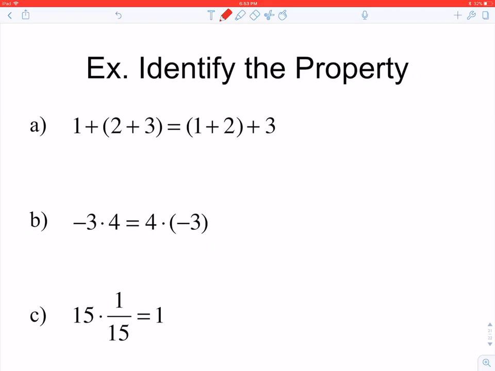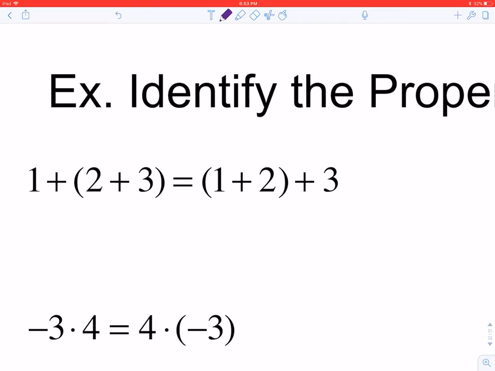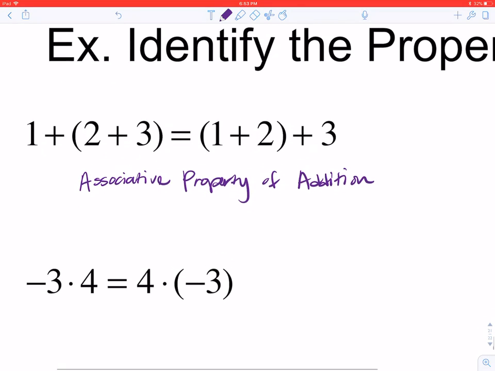All right, so we are going to practice identifying the property that is being demonstrated. In part A, we have addition happening, and notice that the order of the terms is not changing. However, the parentheses are moving. So it looks like the terms are being reassociated. So this is going to be the associative property of addition. You have to be specific.